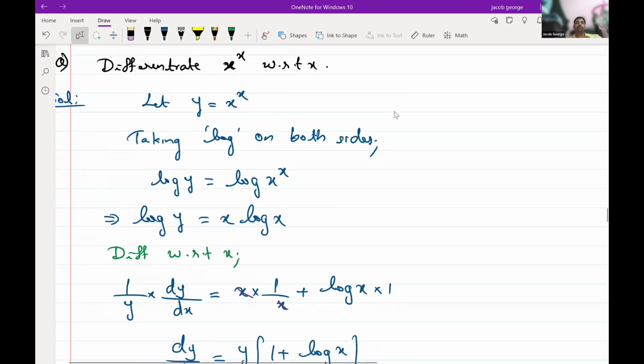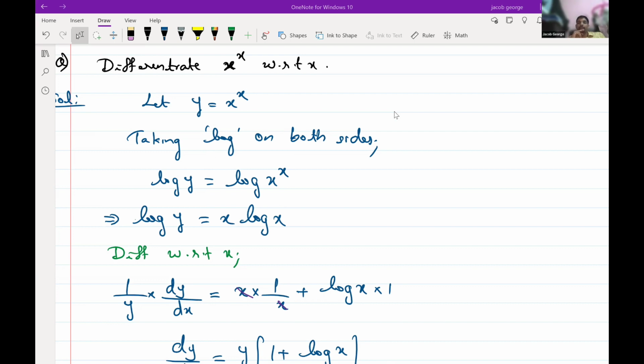This type of function raised to another function, like x raised to x, x raised to sine x. If base and exponent are both functions of x, we apply logarithmic differentiation. So please see this question.